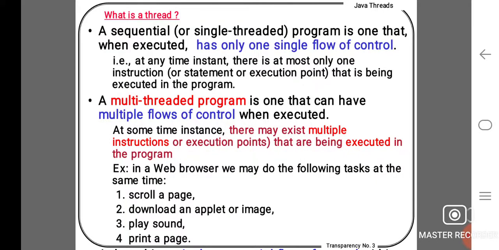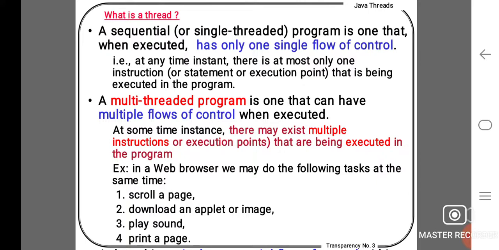What is a thread? A sequential or single-threaded program is one that, when executed, has only one single flow of control. That is, at any time instant, there is at most only one instruction or statement or execution point that is being executed in the program. A multi-threaded program is one that can have multiple flows of control when executed. At some time instance, there may exist multiple instructions or execution points that are being executed in the program.